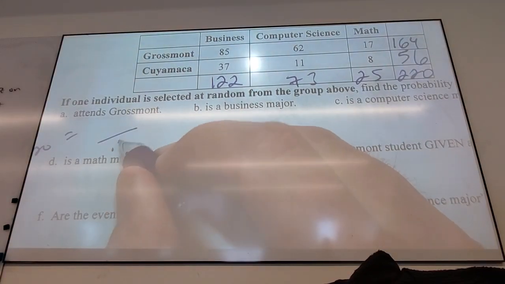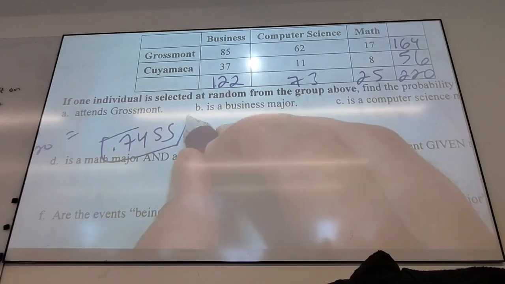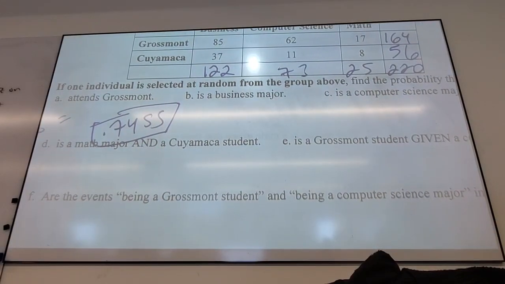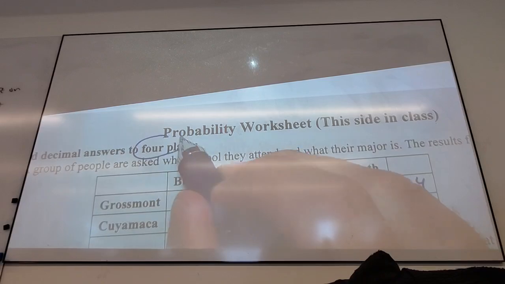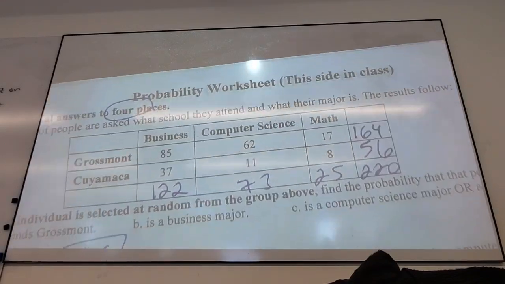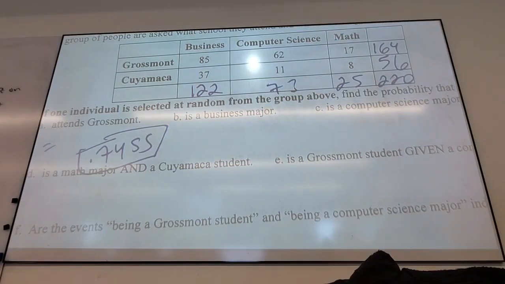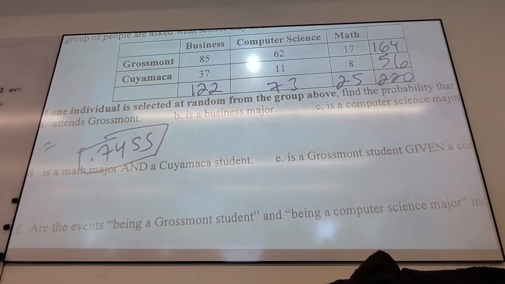7455. Yes, there we go. 436. Okay. If you want to write it as a percentage, it would be 74.55%. If you want to, you don't have to.